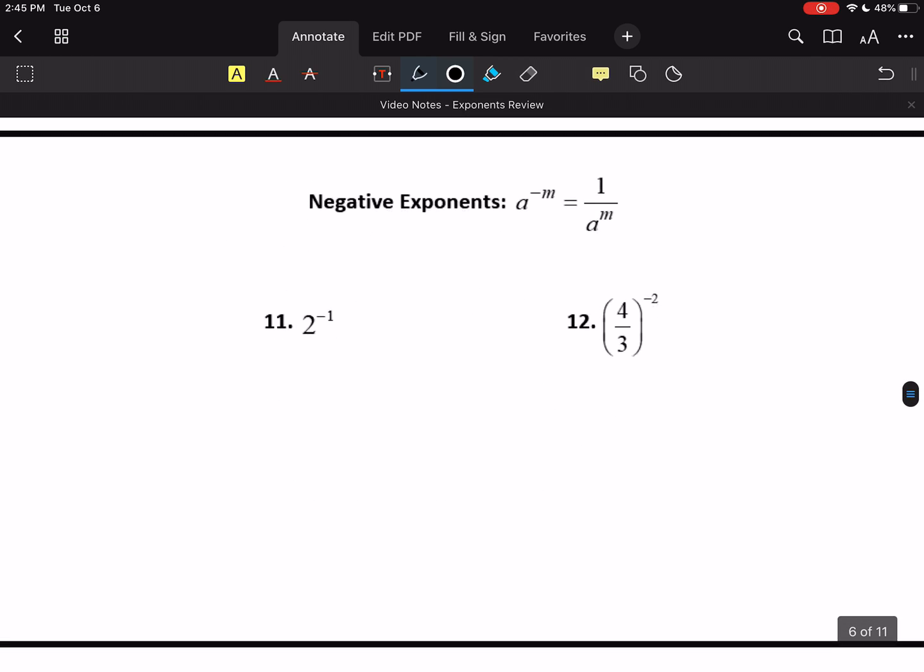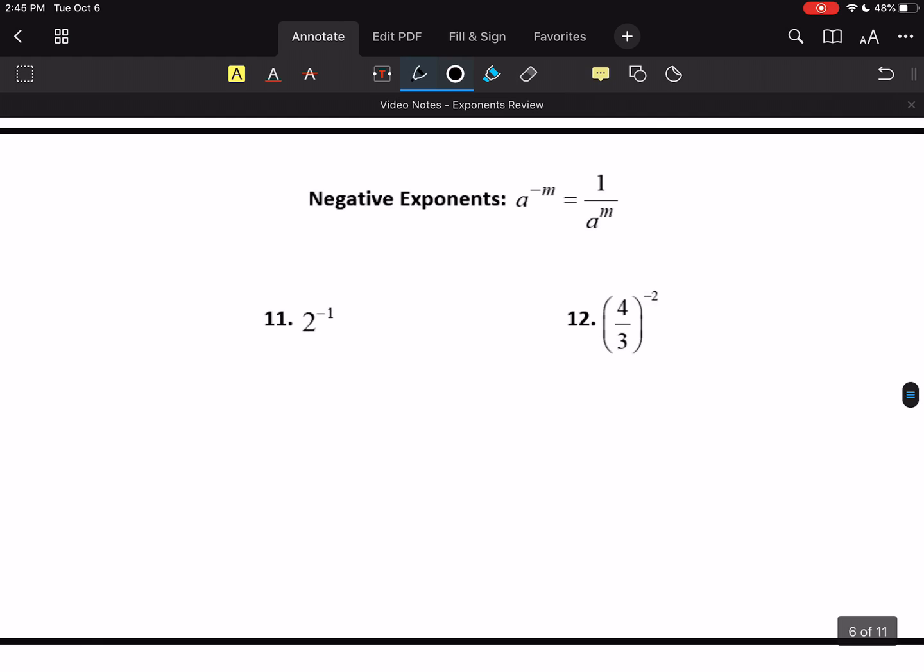Okay. Negative exponents. Whenever I see negative exponents, I want to think about flipping its side. So if the negative exponent's on top, I'm going to bring it to the bottom. If the negative exponent's on the bottom, I'm going to bring it to the top. So looking at 11, this thing's on top, right? I always circle my negative exponents. So I'm going to bring that thing down. I would have 1 over 2 to the first power, which is just 2.